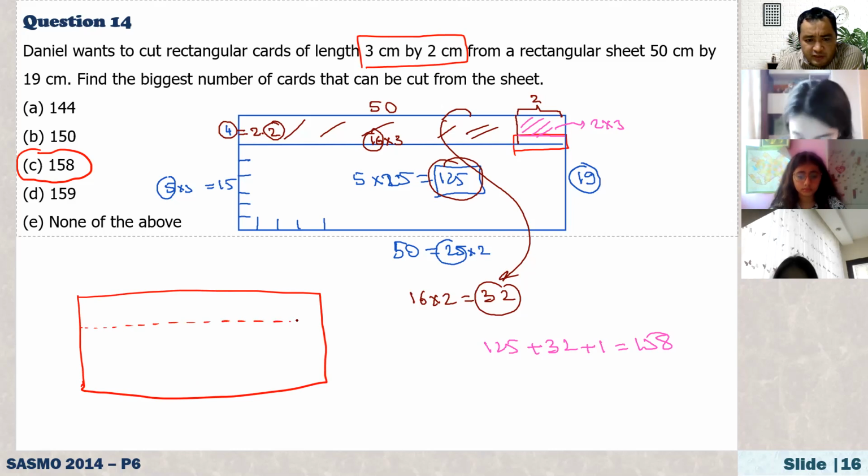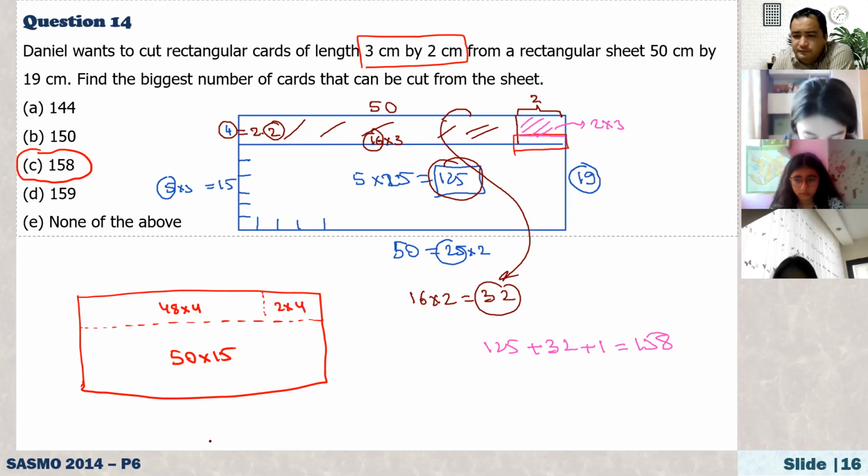One is from here, another one is from here. This rectangle is 50 by 15. And how about this one? This one is 48 by 4. And how about this small one? That one is 2 by 4. Now, if you look at this, from here I can cut how many? 125. How about from this one? I can cut 16 times 2. From here, I can cut 1.